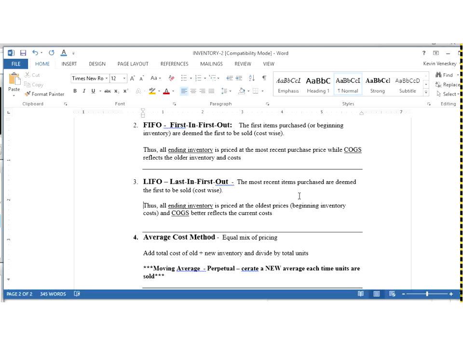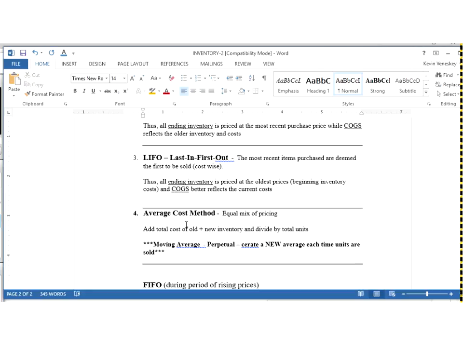So the most recent items that were just purchased, maybe even as of yesterday, are deemed to be the first ones that I actually sold cost-wise. Therefore, all of my ending inventory has all of the older costs, and if it was rising prices, that would be the lower cost. My cost of goods sold would be more current and maybe reflect better with the current costs. We're going to do examples of these in just a couple minutes to show how this works with just some numbers to throw in.